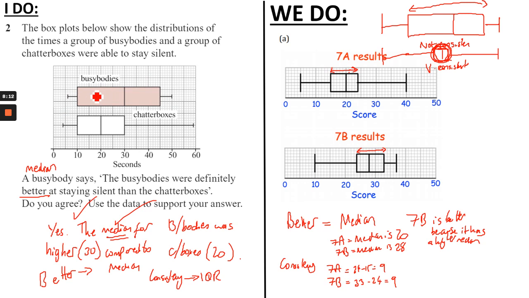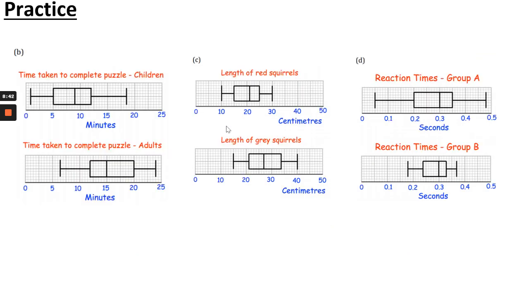Like in the busybodies example here, the interquartile range represents 50% of the people. So that's a massive inconsistency. Whereas the chatterboxes, the middle 50%, is a much tighter group. So the chatterboxes are much more consistent because their IQR is much smaller. Okay, can you compare B, C, and D? So they go down, you've got those two, and those two. Can you write comparisons? Which is better and which is more consistent?